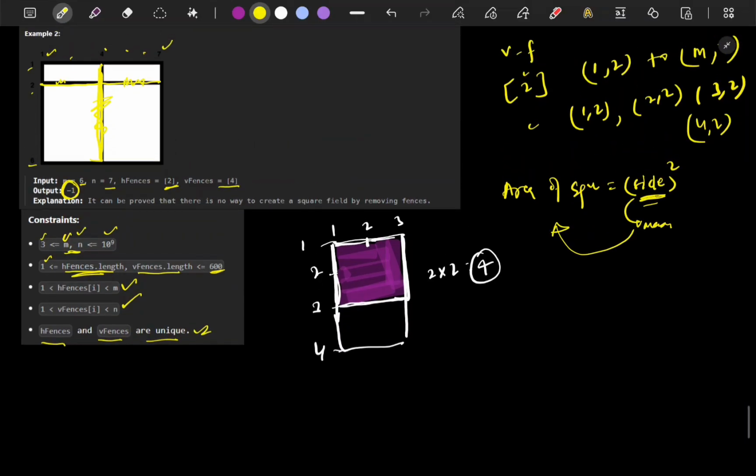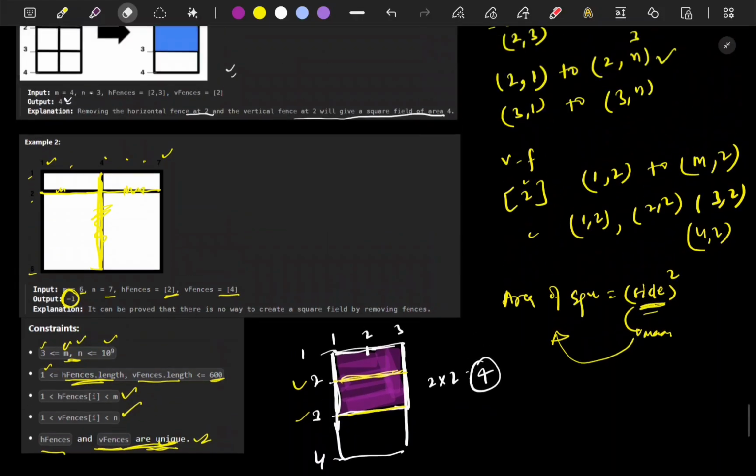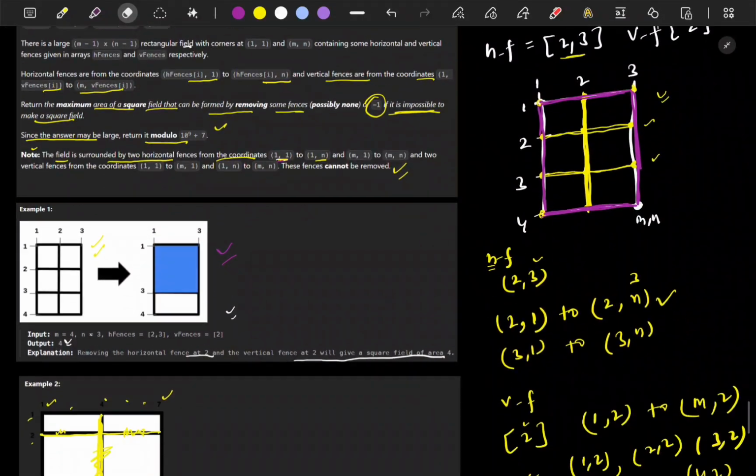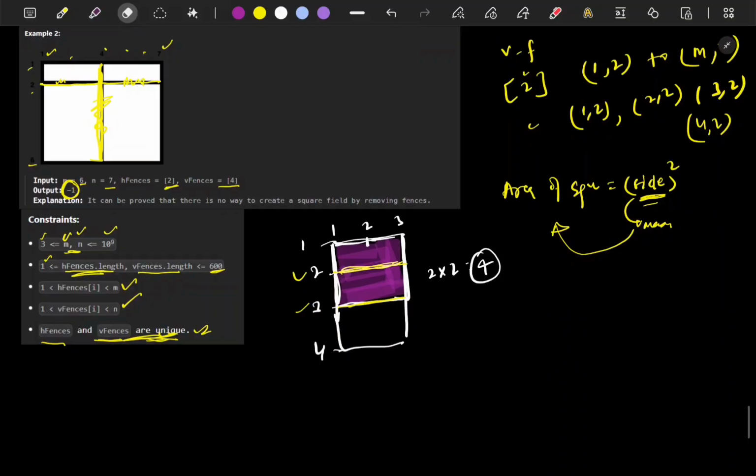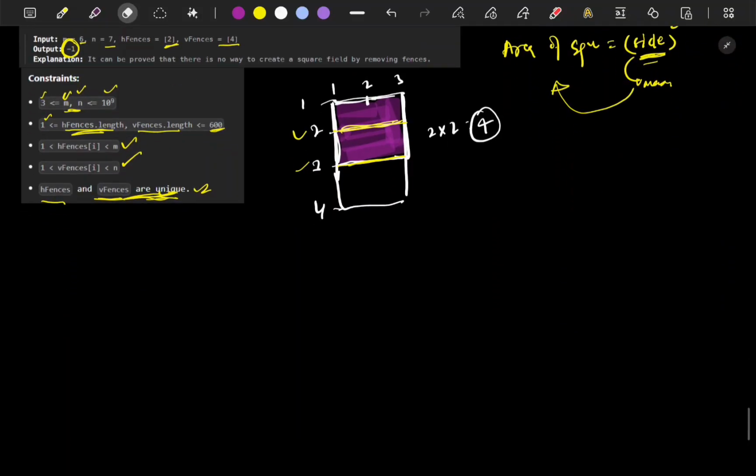What that means is, let's say we have one fence here and one fence here. How will we represent two H fences? 2 3, right? These two. We can't have 2 2, since that means nothing. We have 2 and then 2, so that's why it says they are unique. Okay, I hope you understood the question. Now let's go to the approach.